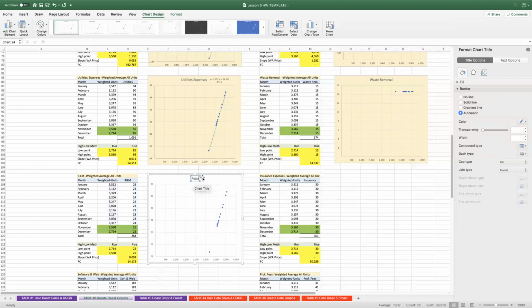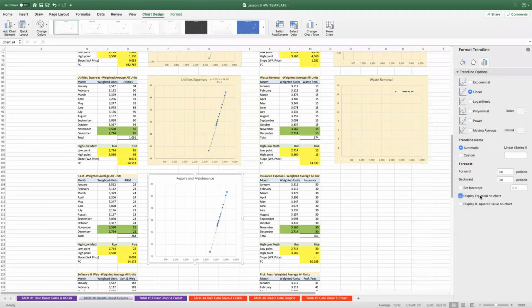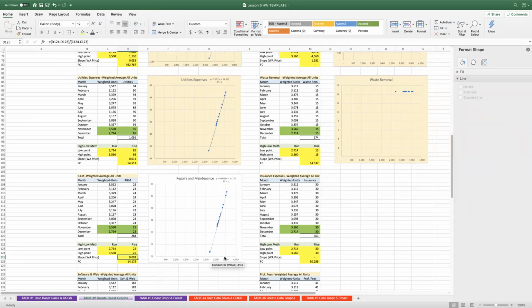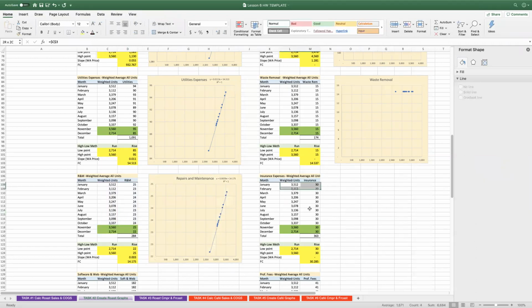This is repairs and maintenance. Okay, there's a slope on that. Add the trend line, display the equation and the R squared. And that matches up with what we got down here. So it's costing me about $14.18 every month on average, plus about 0.003 cents for every unit that I sell for repairs and maintenance. So there seems to be a variable component to that. So I do more if I have more money, basically. Okay, let's do this one.